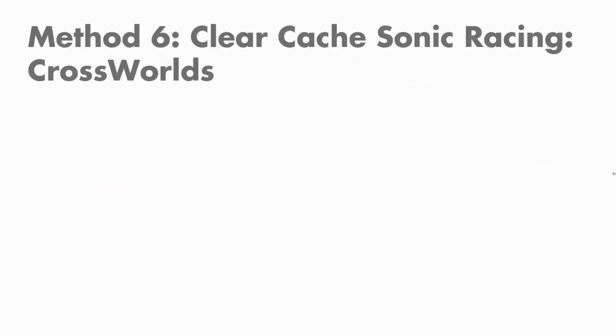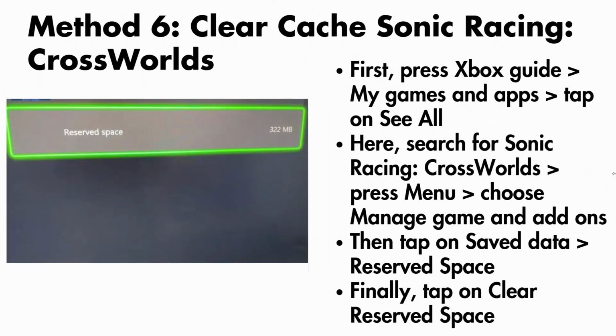If not, next method is to clear cache of the game. For that, first press Xbox guide, now click on My Games and Apps, then tap on See All option. Here search for Sonic Racing CrossWorlds, then press menu, then select Manage Game and Add-ons, then tap on Save Data, then click on Reserved Space, and finally tap on Clear Reserved Space. After that, check if the issue is resolved.